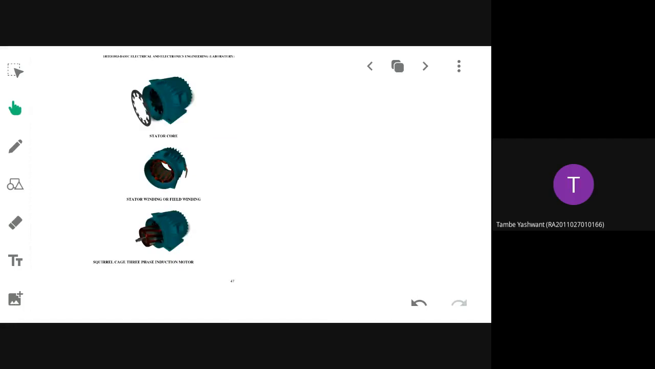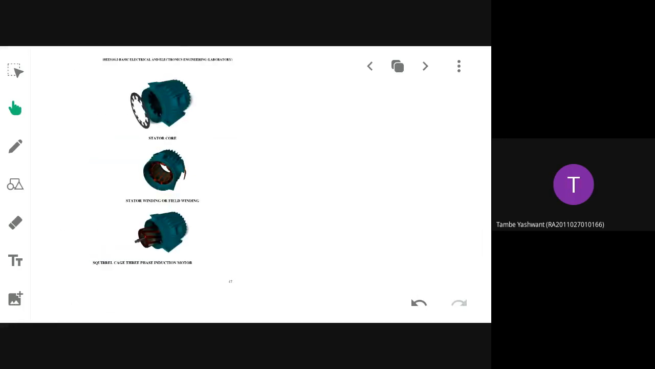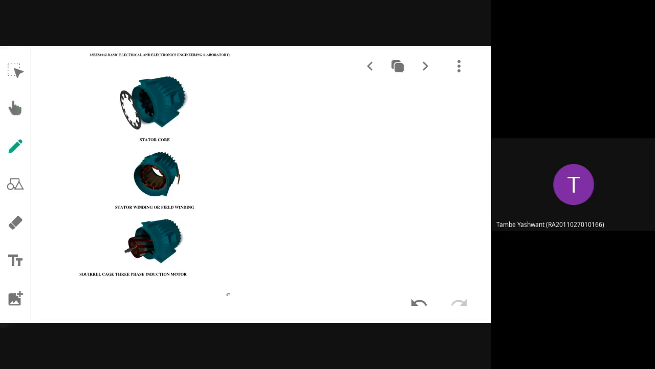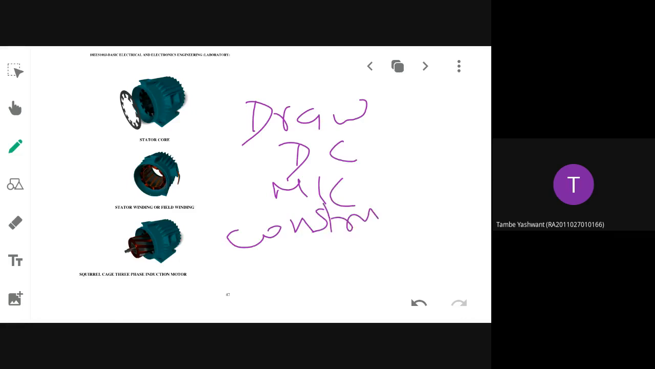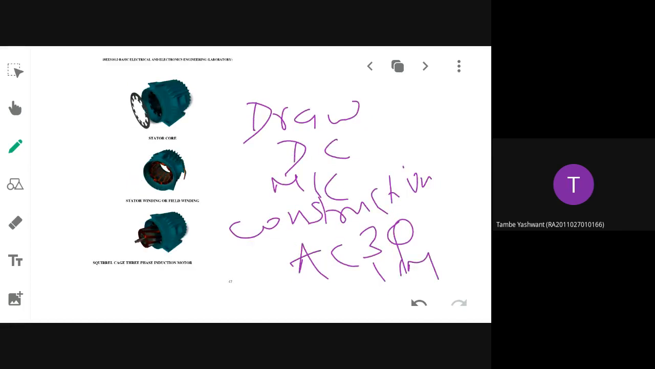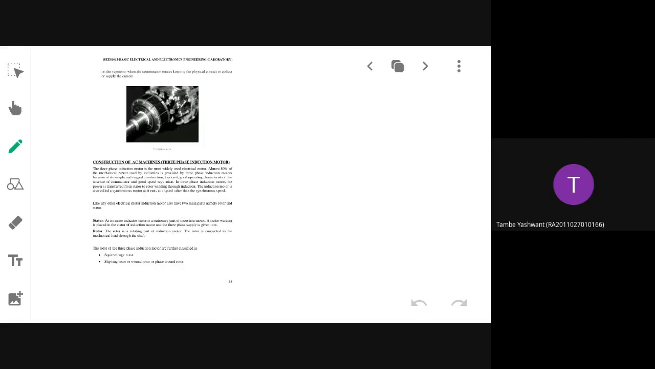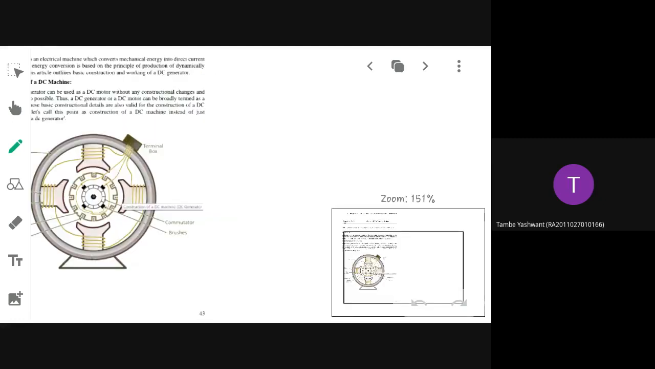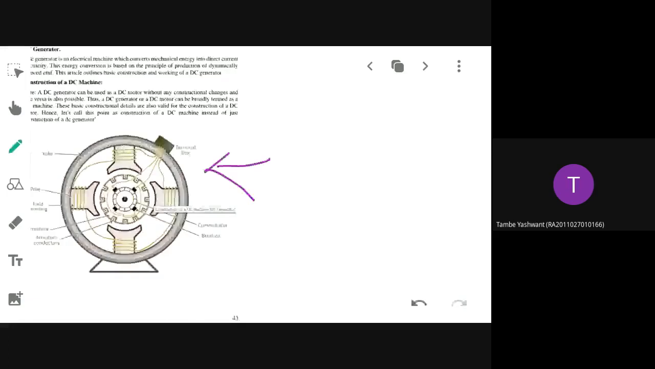Okay, that's all. So in this experiment, the things that you are supposed to do is you have to draw the DC machine construction, and the AC machine, that is three-phase induction motor construction, like this. This diagram you have to redraw, or you can refer to Google and obtain a better representation. You have to draw the diagram and label the parts. Then the same thing you have to do for the AC three-phase induction motor also.